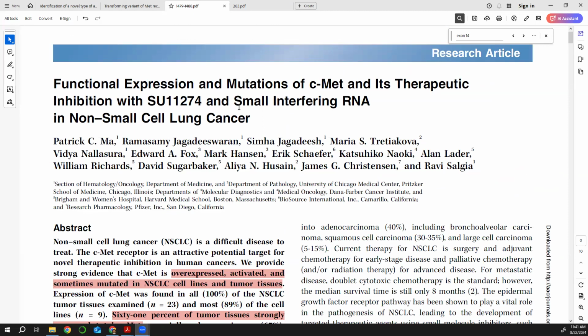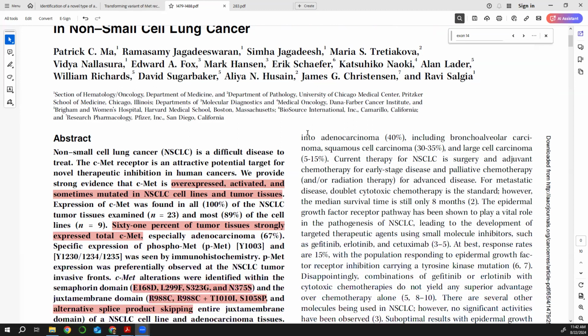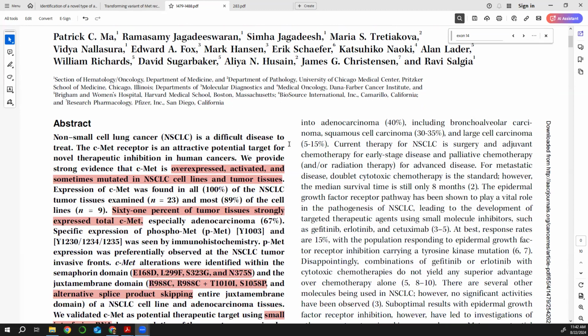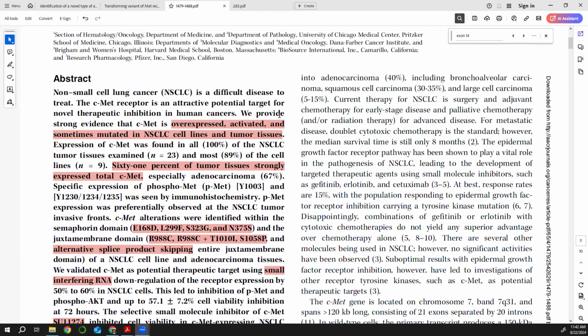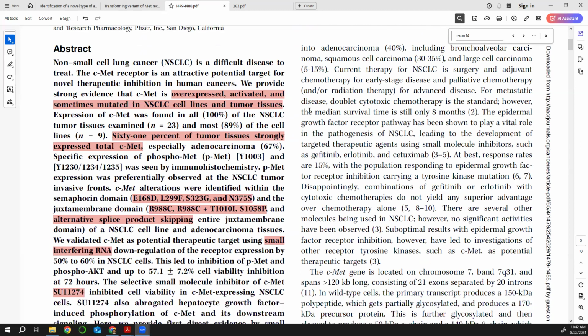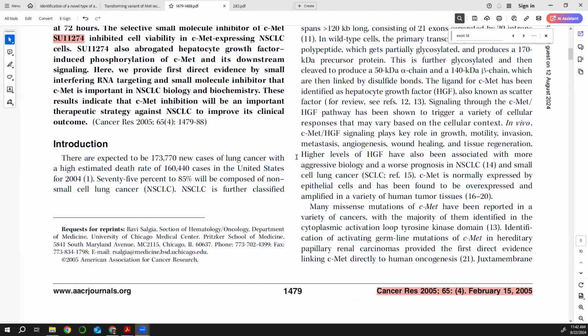This manuscript characterizes MET expression and functional activity and mutations seen in tumor samples and non-small cell lung cancer cell lines. So let's jump into the paper.